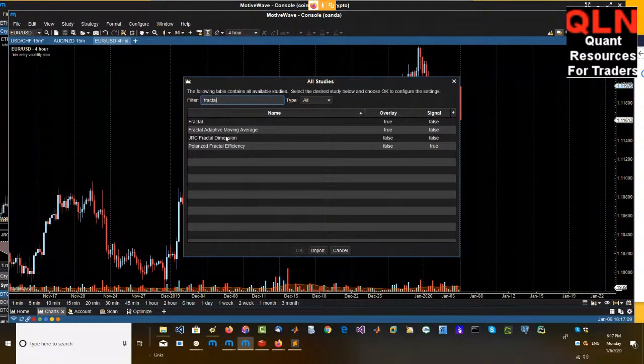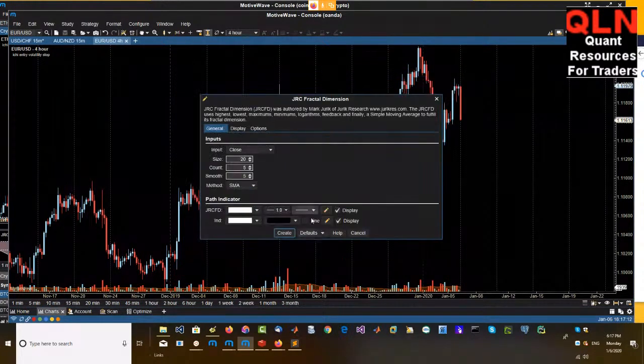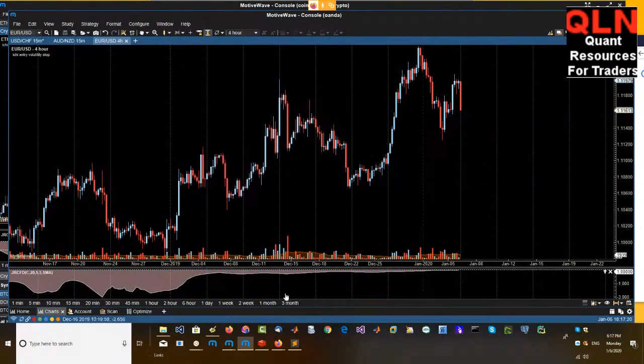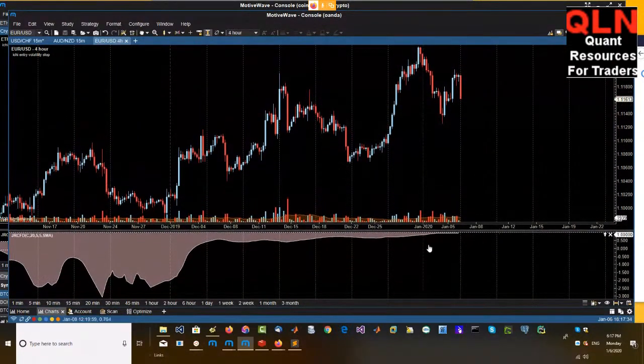So we are looking at this JRC fractal dimension. Okay. So display, everything will keep as default. Options, create. Yeah, this one might not be the most appropriate. Let's see if this, no, I don't know. So we have a line here. It is 0. So it's -3. So what does that mean? It stays flat. And here, I don't know.